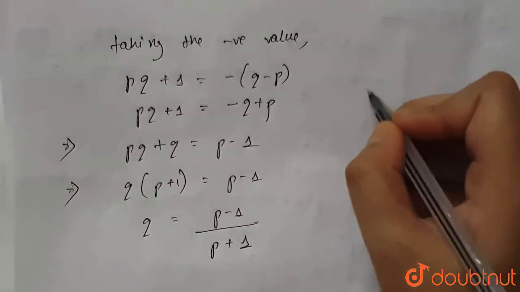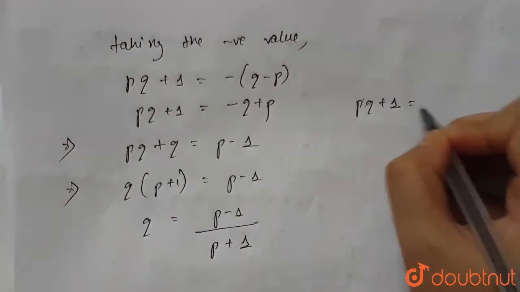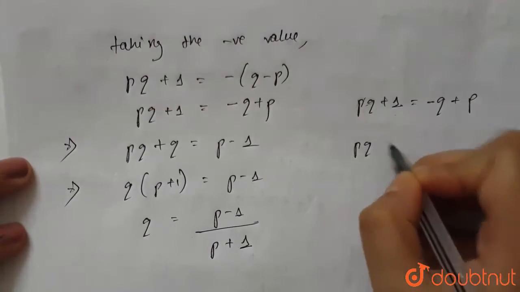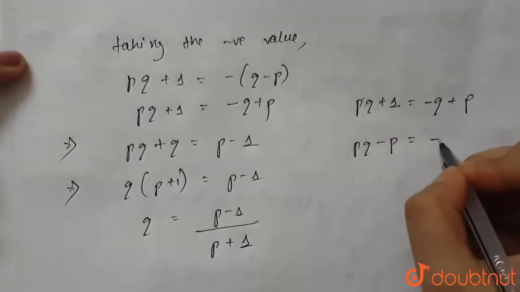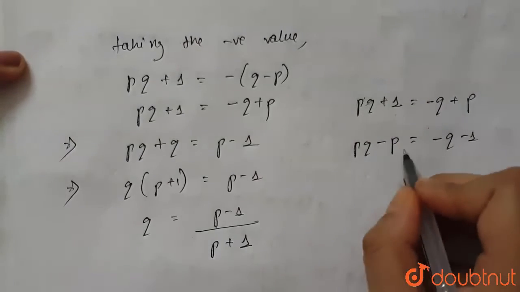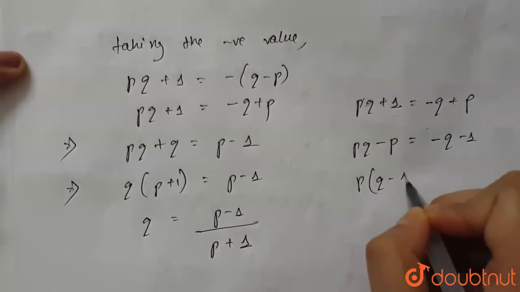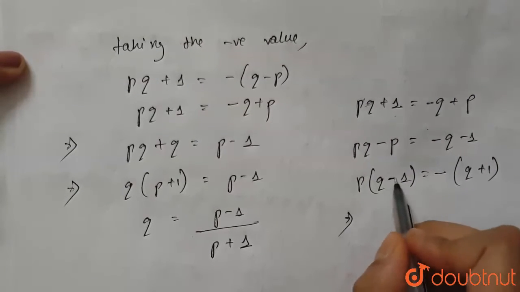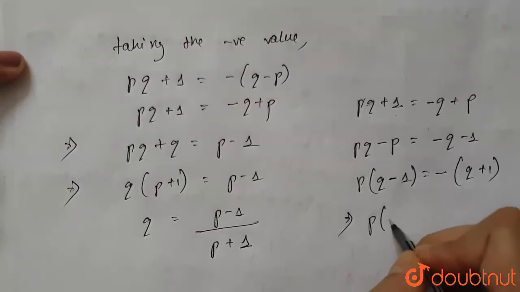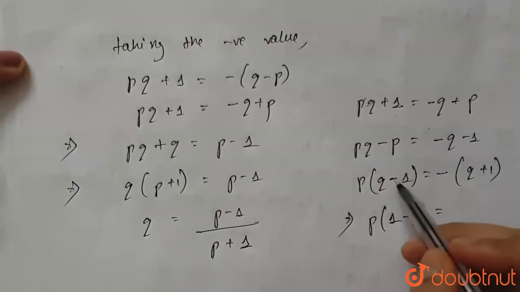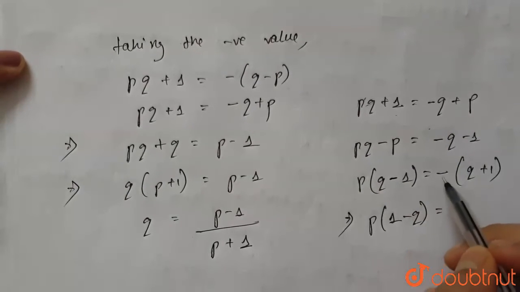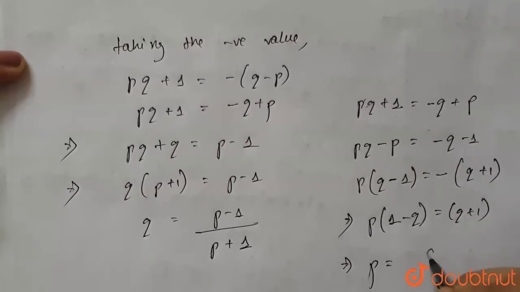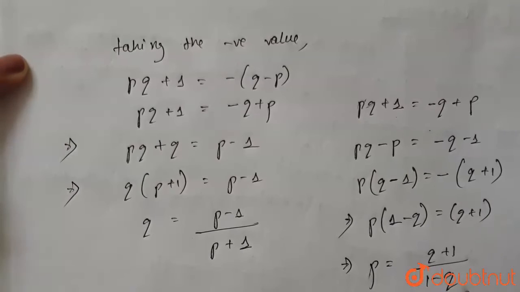Okay. Now similarly we can write pq plus 1 equals minus q plus p. Now if we take the p this side, we get pq minus p equals minus q minus 1. So from here we can take p common. p into (q minus 1) will be equal to minus taken common, this will be (q plus 1). So now if I take the minus common from this side also, we can write this as p into (1 minus q), and the minus will be cancelled. So this will be (q plus 1). So we get the value of p is equal to (q plus 1) divided by (1 minus q).